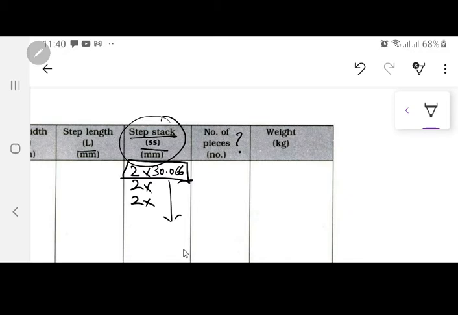222.7. Now listen to this very carefully. 222.7 should be divisible by 4. Why 4? Can anyone tell me?